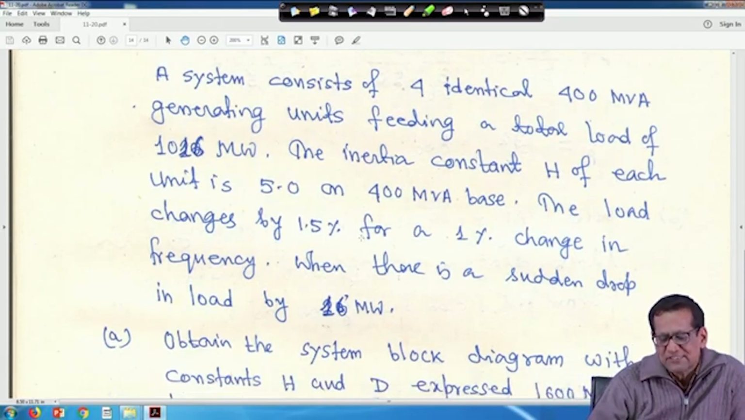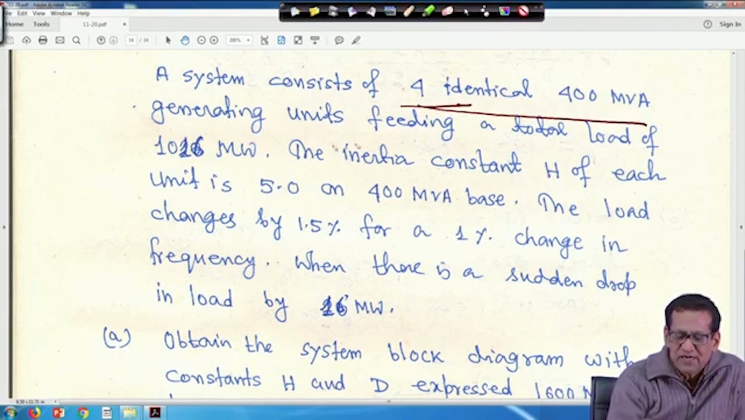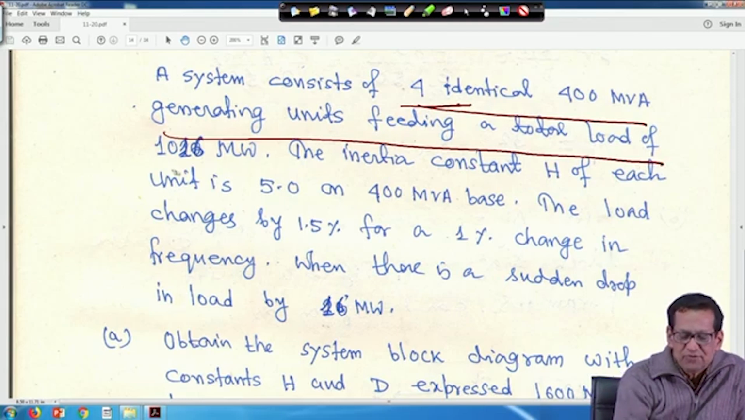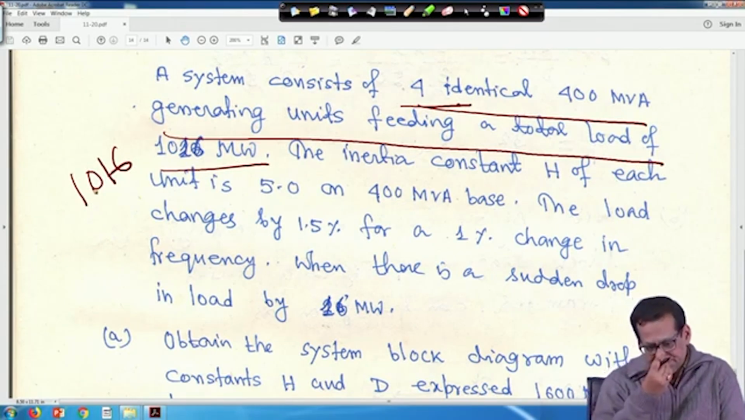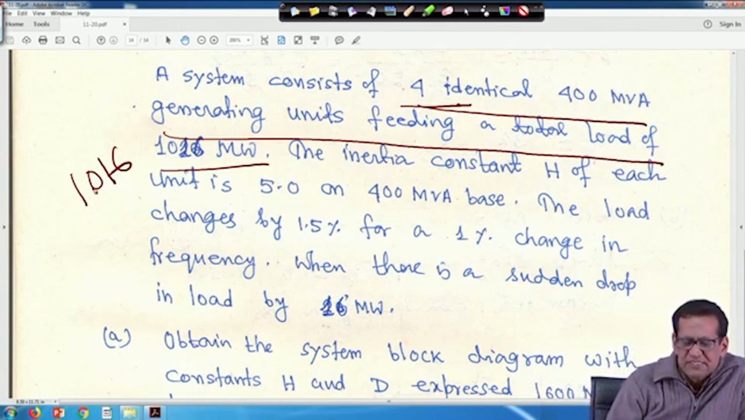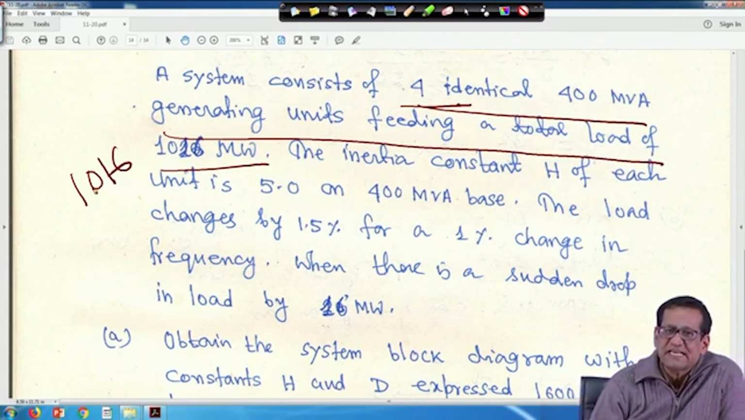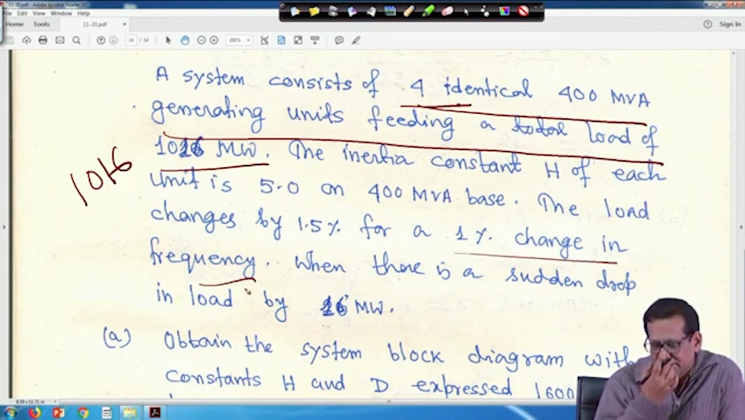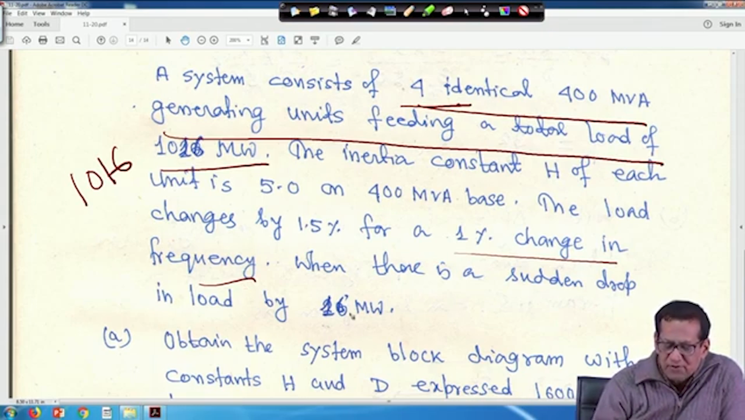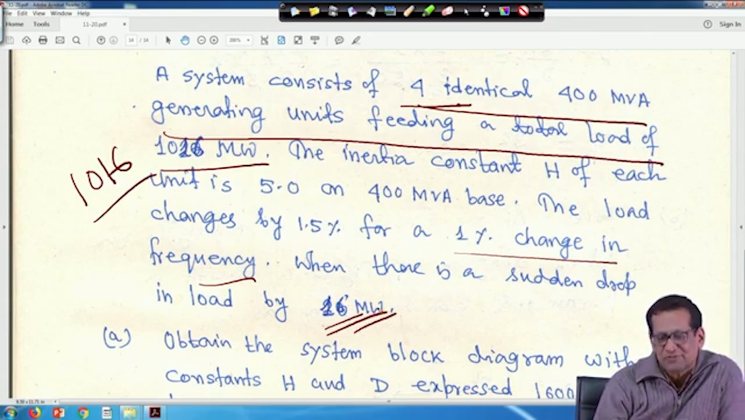A system consists of 4 identical 400 MVA generating units feeding a total load of 1016 megawatt. The inertia constant H of each unit is 5 on 400 MVA base. So, inertia H means it is in seconds, right. The load changes by 1.5% for a 1% change in frequency. This also we have seen how to find out R. When there is a sudden drop in load by 16 megawatt, this was 1016, this is 16 megawatt, just to make the calculation easy, right.